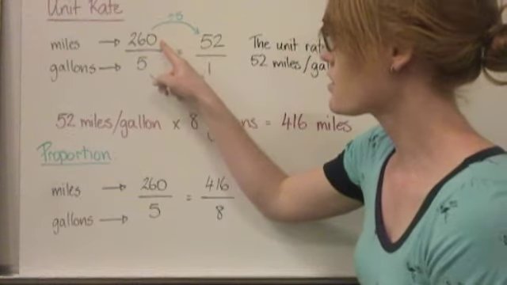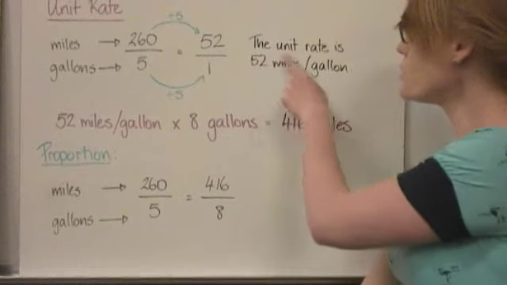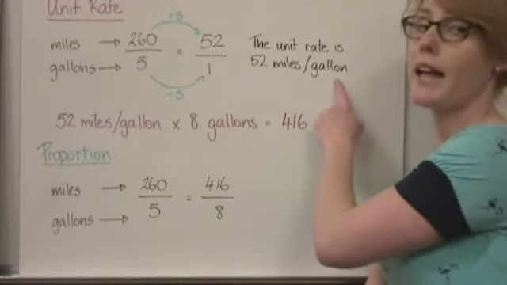And I do the same to the top. So 260 divided by 5 equals 52. So the unit rate is 52 miles per gallon.